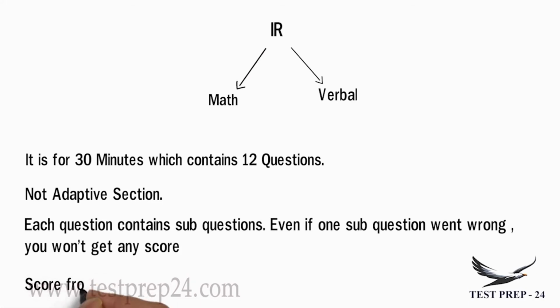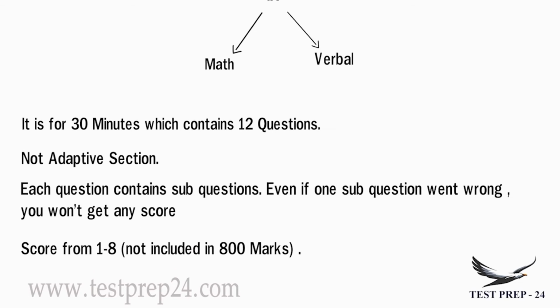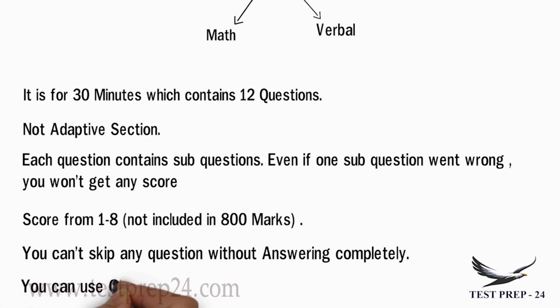So be very careful. Your score for this section will be from 1 to 8 marks and this will not be included in the 800 marks. And in the IR section, you cannot skip any question without answering it completely. Suppose you are confidently answering only 2 of the 3 sub-questions, even then, without answering the third sub-question, you cannot go further. A good news is that you can use calculators wherever needed.